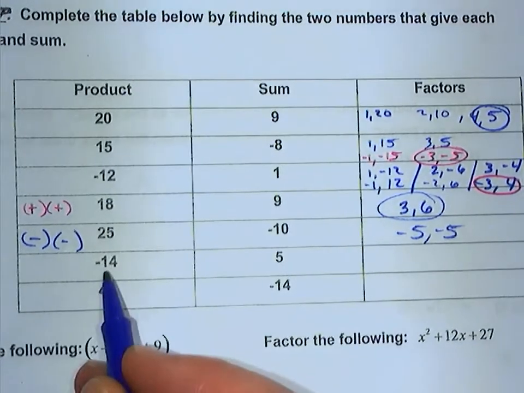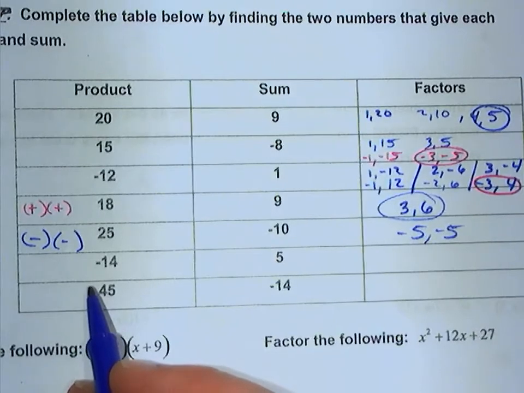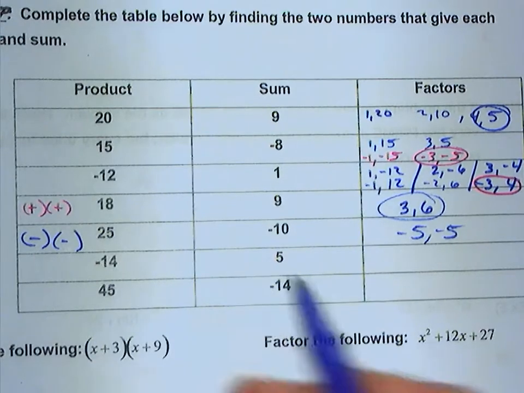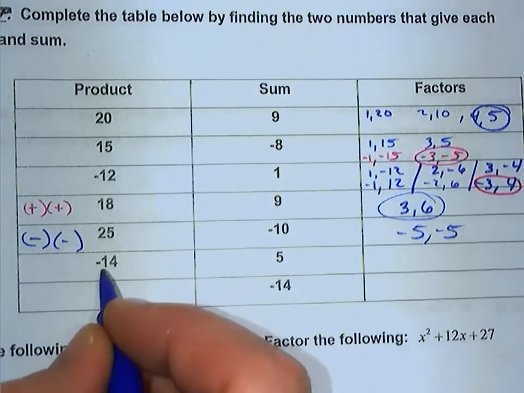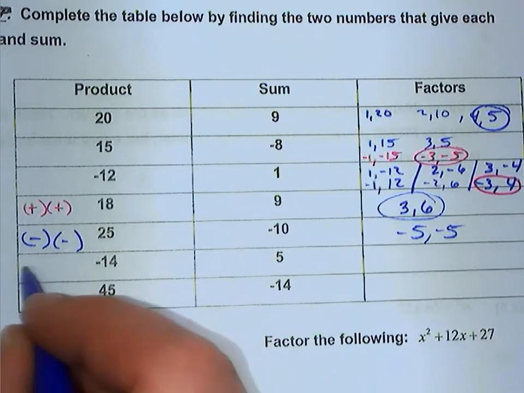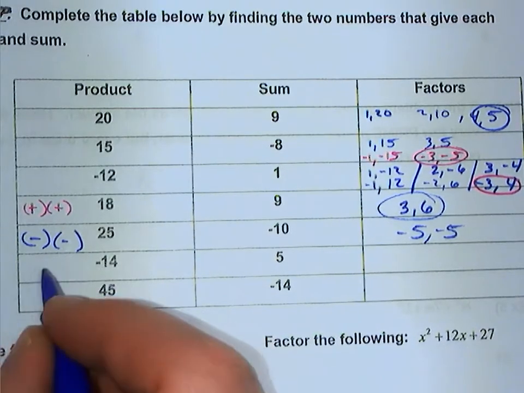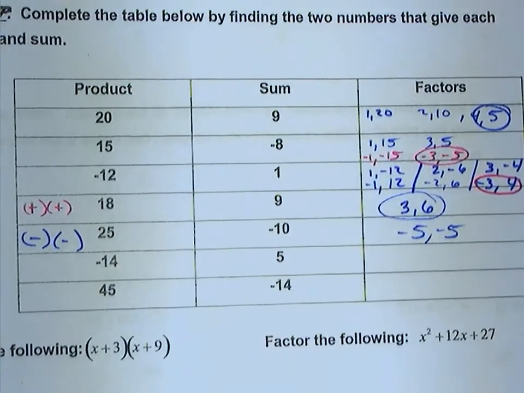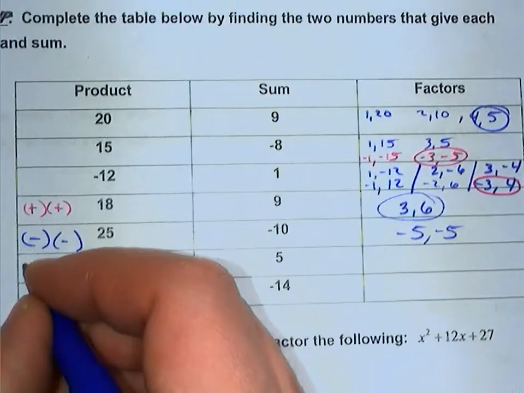All right, factors of a negative. What two numbers, positive or negative, multiplied together are going to give you a negative number? So my question is, what type of numbers? Are there pluses, minuses, or a plus and a minus? There's a plus and a minus here.